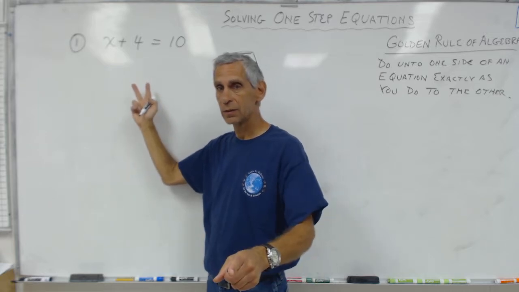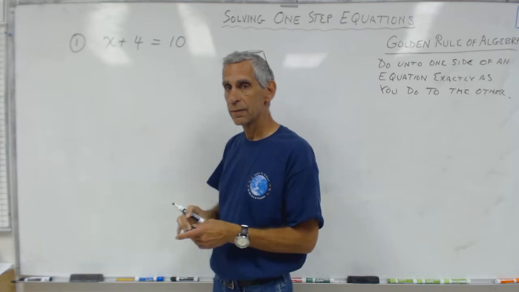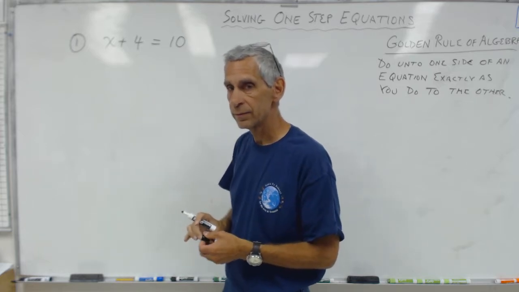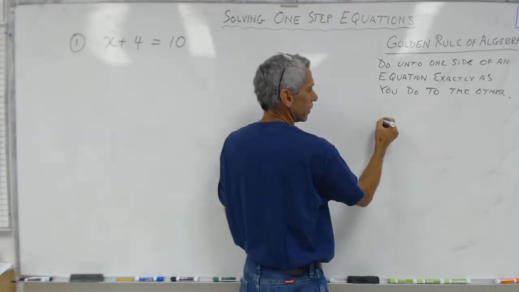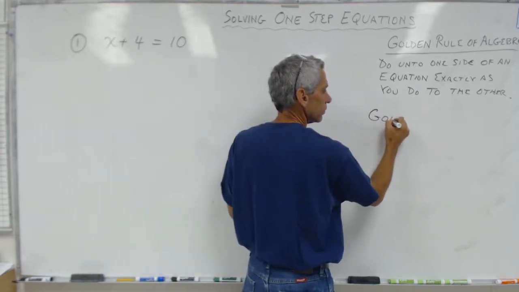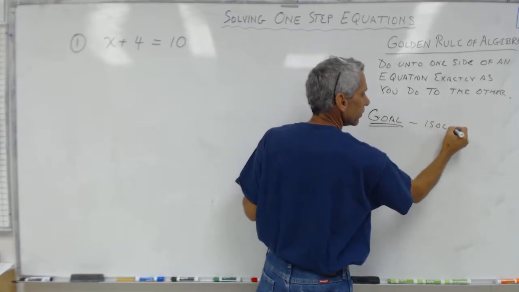Okay, Lucas? So the way that you want to solve it is you want to isolate the variable. And the way that you do that is you want to get that 4 out of the equation. So you subtract 4 from each side. So here we go. This is really important. Here's our goal. We want to isolate the variable.